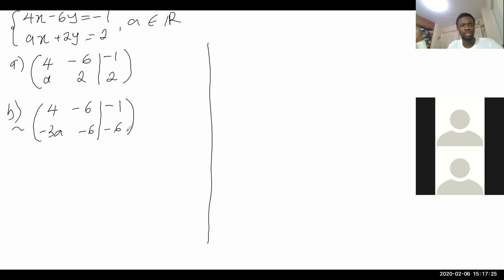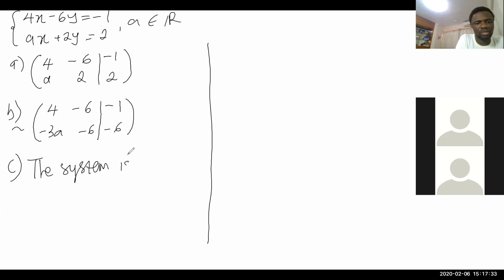So what do we do to say when it is inconsistent? The system is inconsistent if, yes, if what? If a makes the coefficient, the bottom coefficient of x, give me as an equation.